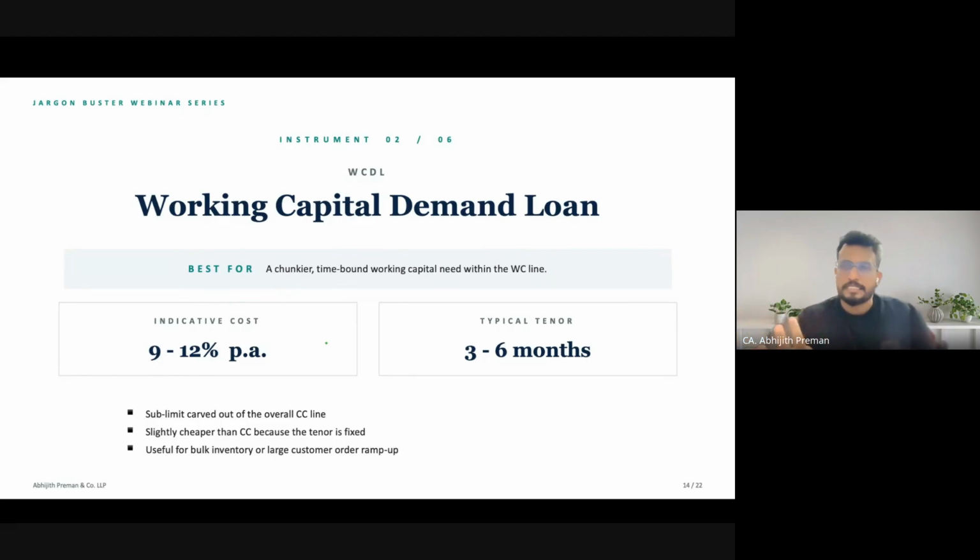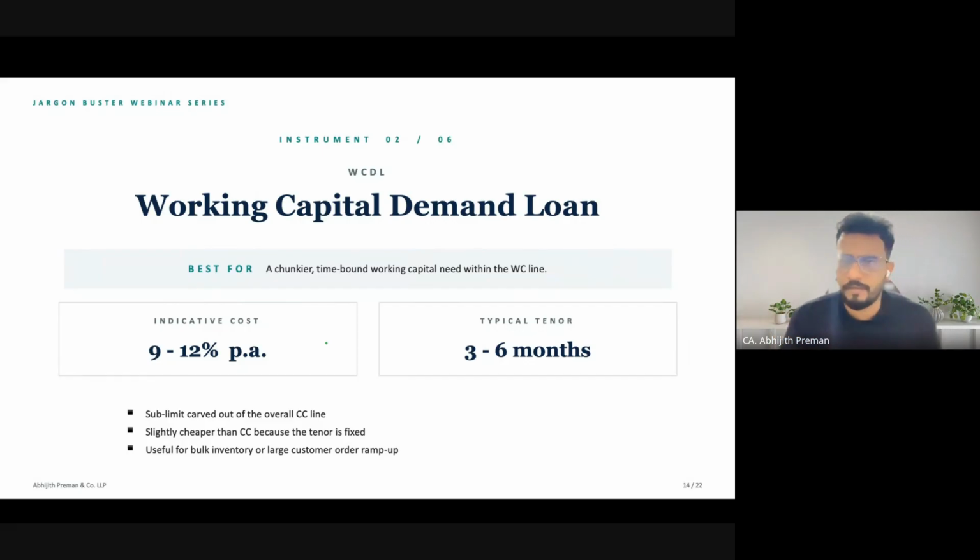And for doing that sale, what do you need? You need to buy raw material, you need to make these crackers. At that time, you need money, and you are quite sure that business is going to happen and you'll get money during that time. So for that temporary need, you can take a working capital demand loan. Typically that is given as a top-up to the existing cash credit or overdraft facility, and we call it an ad hoc limit also.